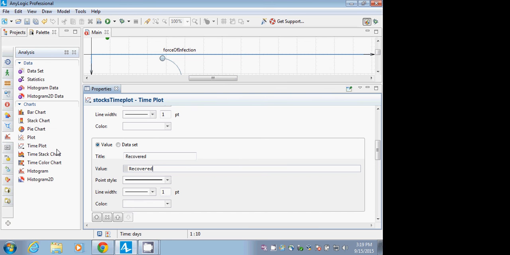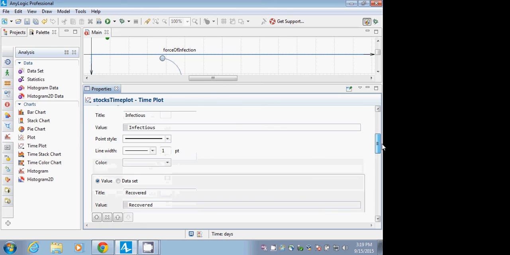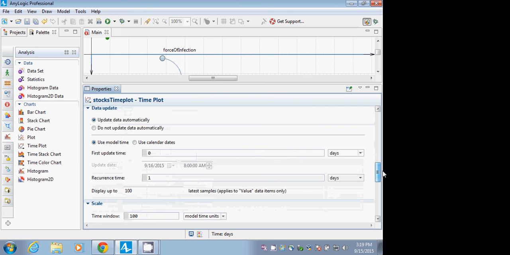Autocomplete is your friend. What is it? Option space? Option space on Mac? I don't know Mac that well. Can you folks tell me what it is for autocomplete? Option space. Okay.